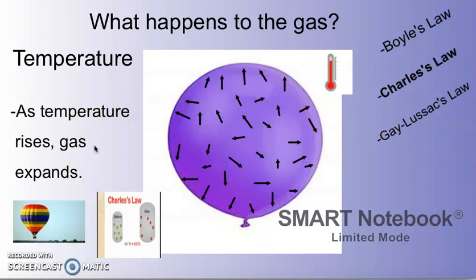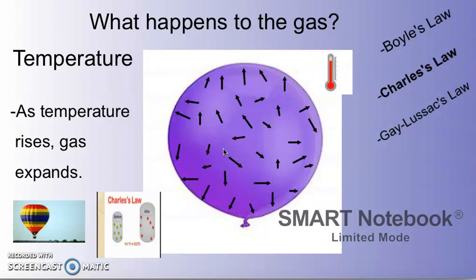So here are the concepts, and this one happens to be Charles's law. One concept is what happens with gas and changes of temperature. The law on this slide says that as temperature rises, gas expands. So if you have this balloon and the gas inside it, the temperature rises. Say it is brought to a different place or put near some sort of heating source, the gas inside expands.